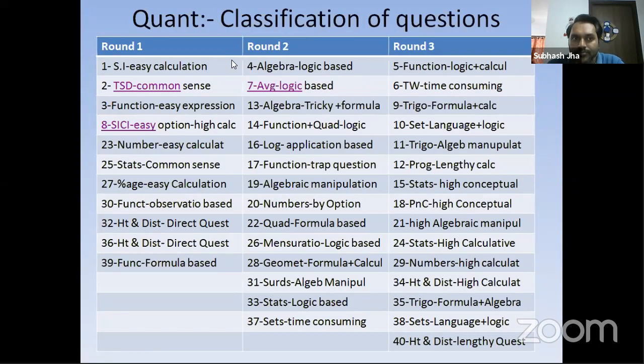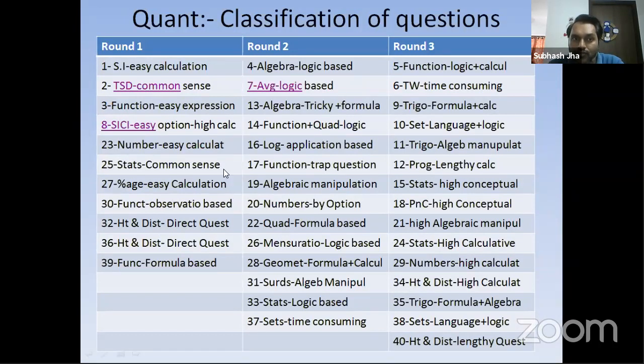For example, I have kept a TSD question in round 1. Why this TSD question? Again, you will see questions from the same chapters in round 1 and also in round 3. Height and distance you can see in round 1, question numbers 32 and 36, and in round 3 also, height and distance questions are there. So even from the same chapter, you might find easy questions or difficult questions. Difficult may be because of the calculations, or because of being time consuming, or because of high conceptual involvement, maybe some high logic involved. So even from the same chapters you will find questions in different forms.